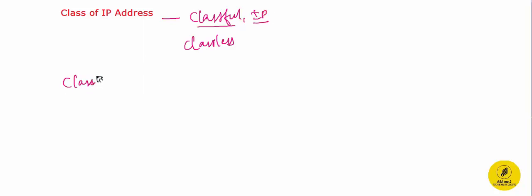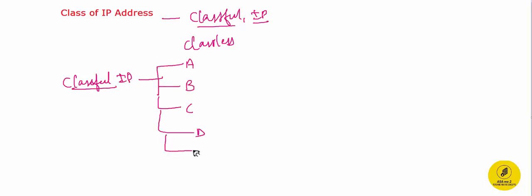Class of IP addresses. IP addresses are divided into two types of classes: classful and classless. First we'll talk about classful IPs. The classful IPs are further divided into 5 classes: class A, class B, class C, class D, and class E. The most used classes of IP addresses are A, B, and C.